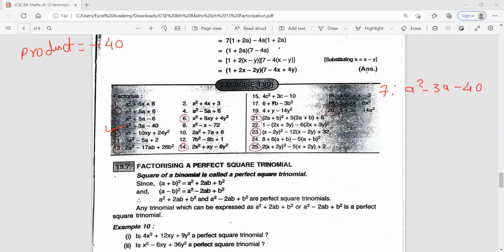Oh, very nice. How did you get it? Very nice. Yes. Okay, so the sum is minus 3.